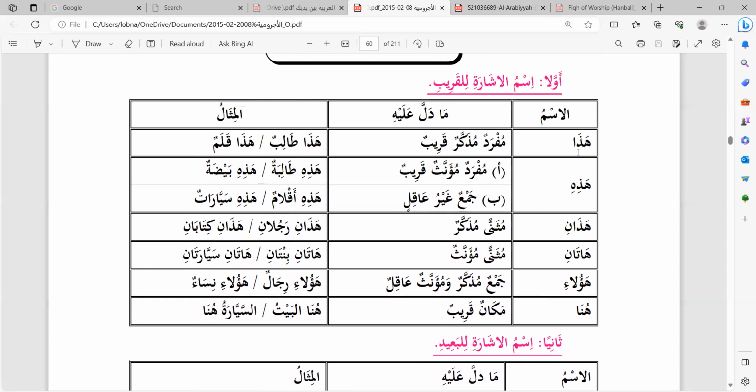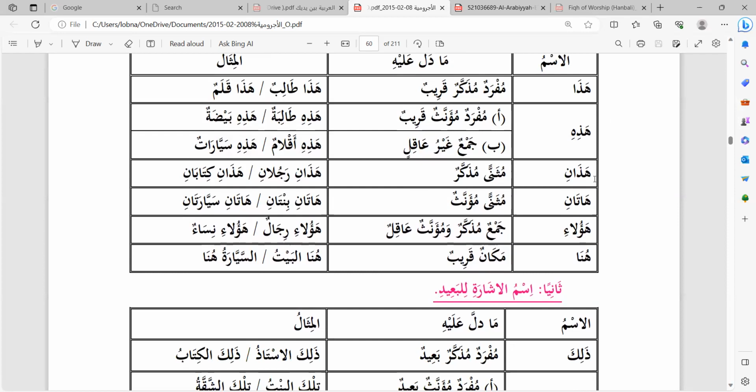So once you see هذا, it's a masculine word. It's singular, مفرد, مذكر, masculine, and قريب, something that's close by. If I tell you هذا دياء, this is Dia, it's a masculine word, and indicates something close. If you are standing far away from me, and Dia is a male, you will say ذلك Dia, that is Dia, and I point towards somebody that's far. That's when I would use ذلك.